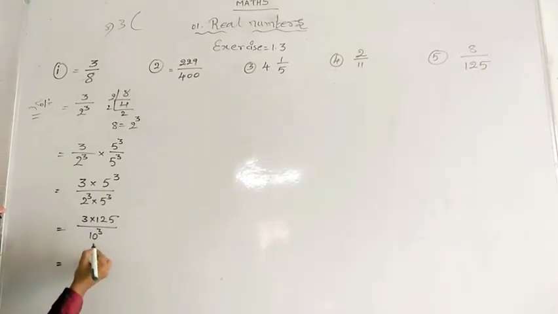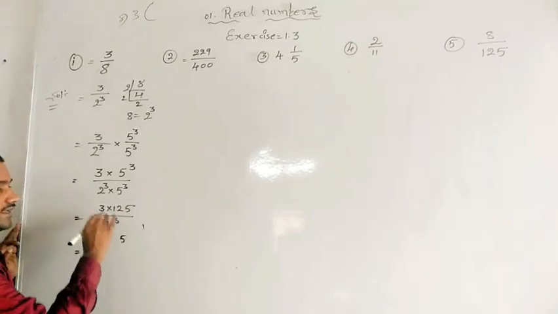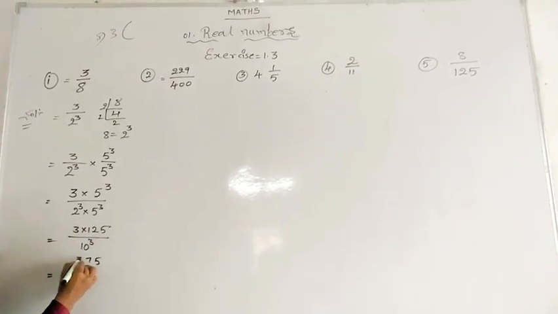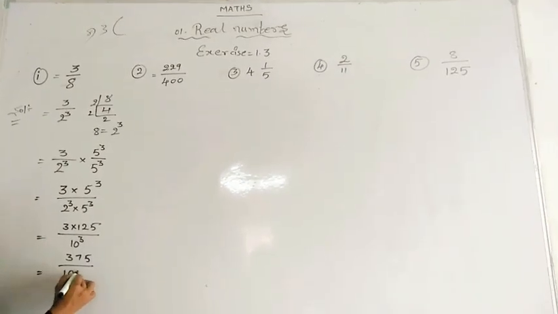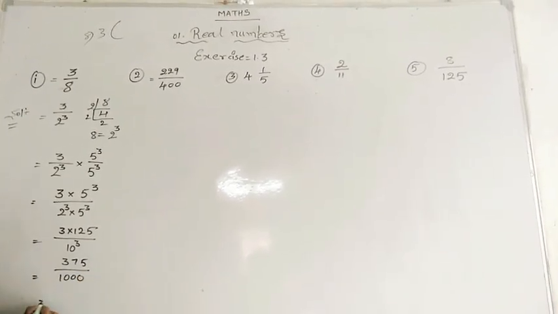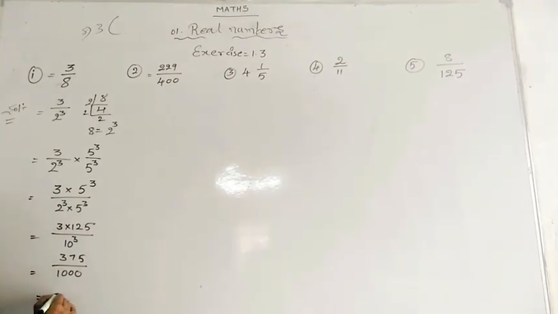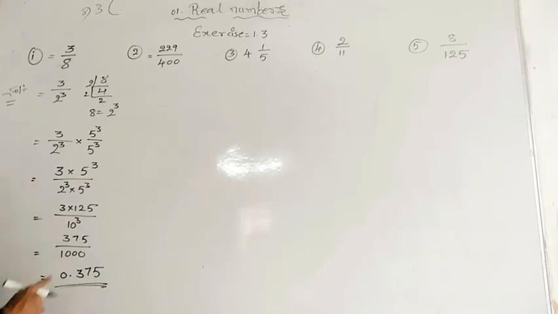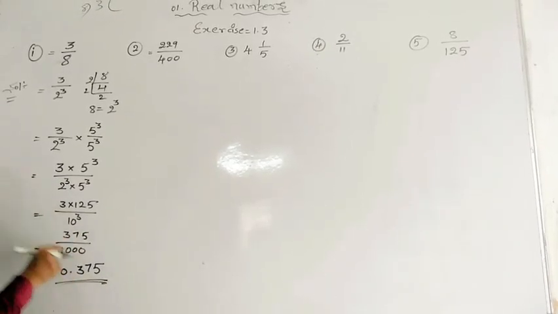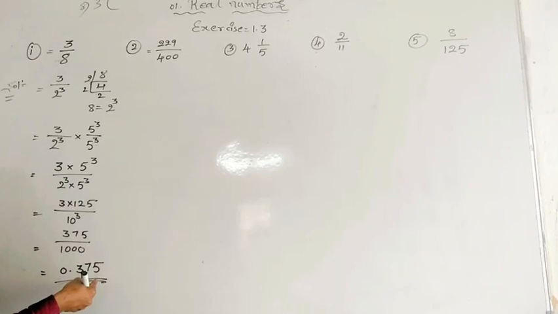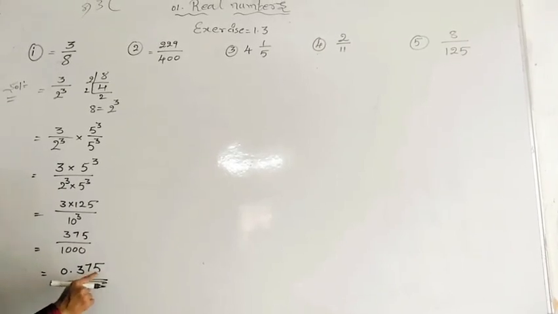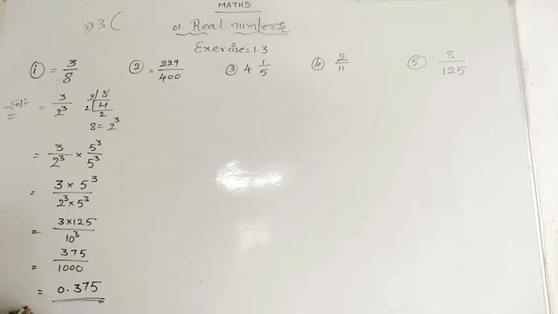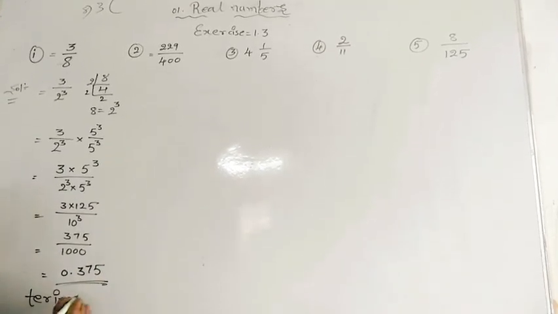See, 3 into 125: 3 fives are 15, 1 carry, 3 twos are 6 plus 1, 7, and 3 ones are 3. So 375 by 10 cube, which is 1000. Now directly write the decimal form: 0.375. Here 3 zeros are there, so this fraction changes into the decimal form 0.375. Are the decimal digits countable or not? Yes, they are countable. So it is a terminating decimal number.